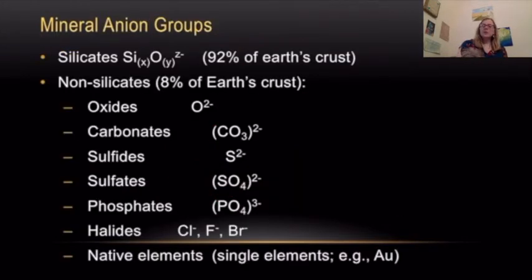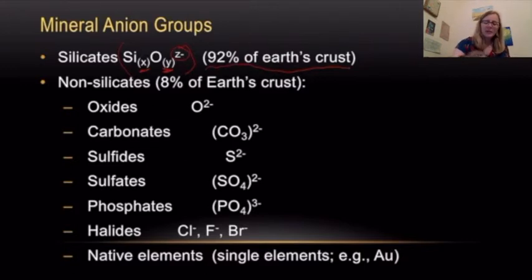All right. We're going to classify our minerals based on their anion groups, their endings. The main anion group that's out there, 92% of Earth's crust, has a silicate anion group at the end. These are really interesting. They can have a range of different numbers for silicon, a range of different numbers of oxygen. And because those two change, their charge will change, but their charge will always be negative, except in the case of quartz, in which case it will be just 0.